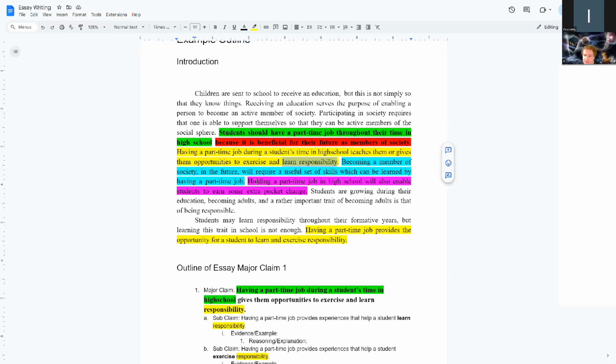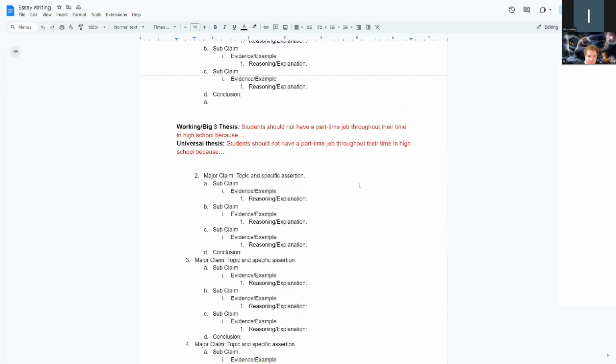Hopefully that picks up. Then there's also that students will learn useful skills. And lastly, students can earn extra pocket change. I could have all of that in my thesis rather than the beneficial for future members of society. So let's say I'm stuck and I can't figure that part out. I just use those three things. Then I elaborate on what I mean by that in the following major claim sentences. And then I've got my leading sentence. Okay, so we've got our working, we've got our universal. How are we doing on time? We're nearly done. So that's your basic outline.